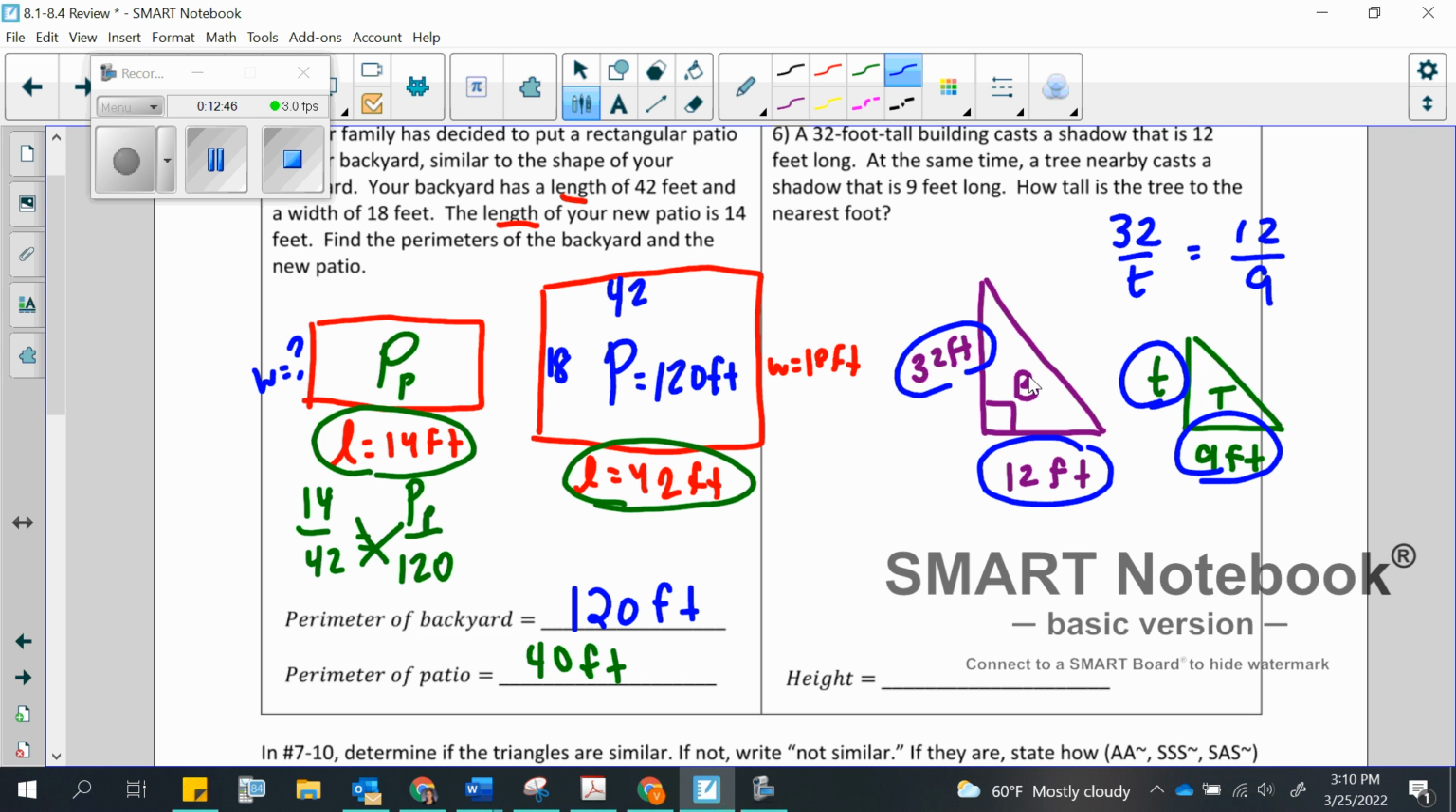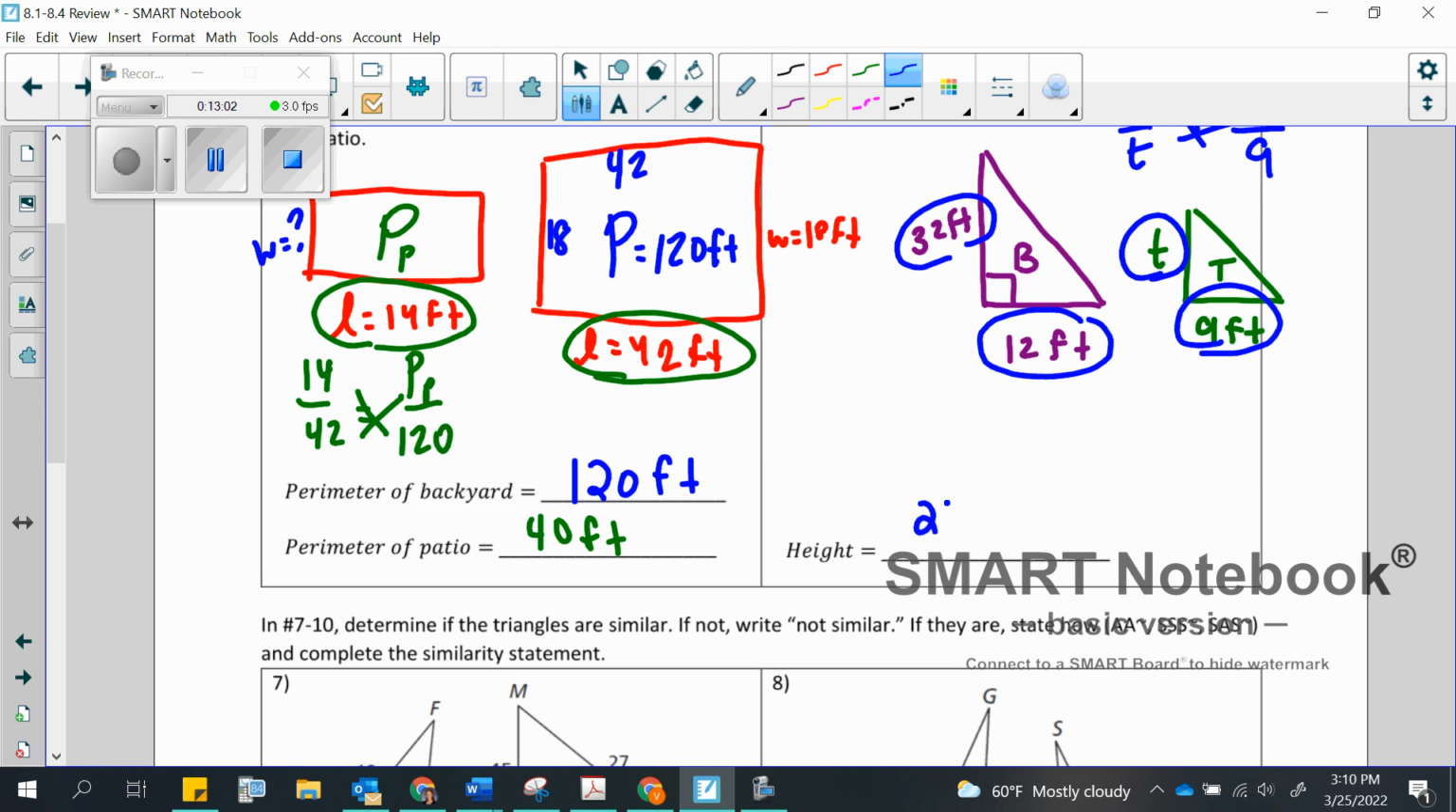Make sure if you're going from left to right, you go from left to right, okay? Now you're just going to cross multiply and solve, and if you do this, 32 times 9 divided by 12, you're going to get that the height of the tree, the variable we're calling t, is equal to 24 feet. Maybe you set up your proportions slightly differently and you still got the same value, that is okay. As long as you can show me the work to support it, there are sometimes different ways to do it.